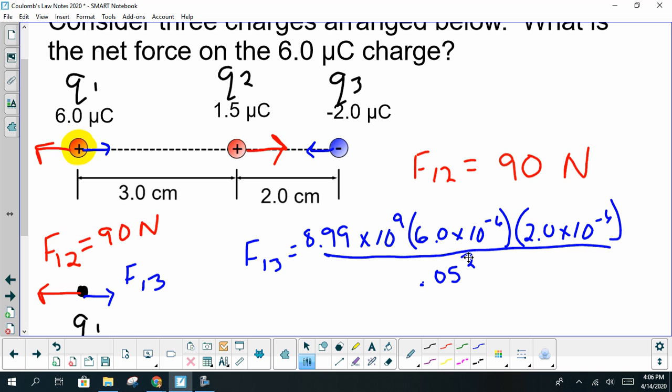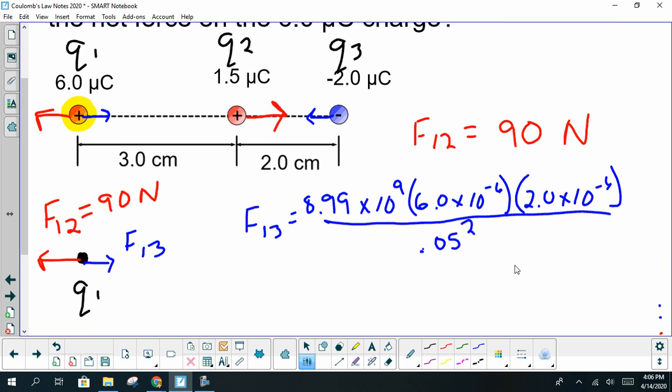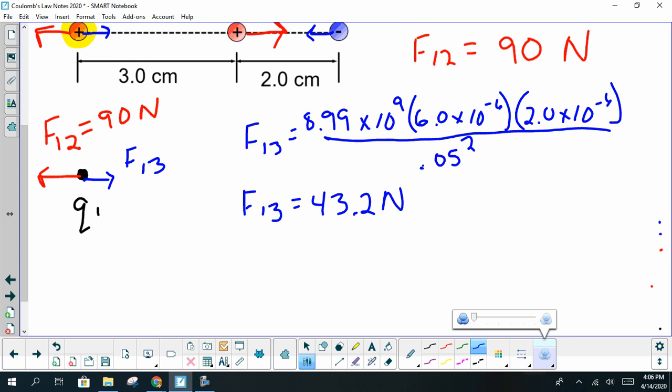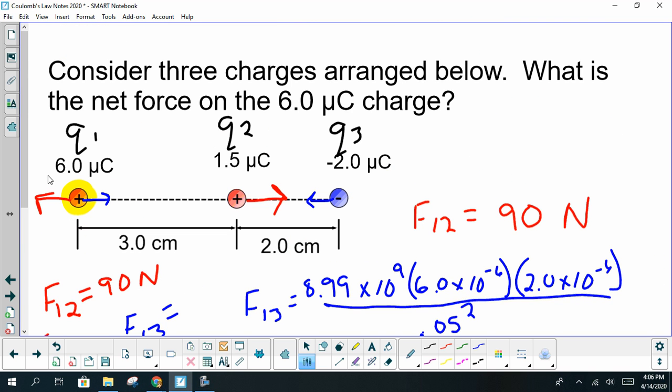And notice this distance down here. I did have to add my 2 centimeters to my 3 centimeters because the distance between Q1 and Q3 is a total of 5 centimeters. So make sure that you use that distance of 5 centimeters. And then when you do that math, we get 43.2 newtons. So let's go ahead and write that on our diagram. So our force on 1 due to 3 is 43.2 newtons.